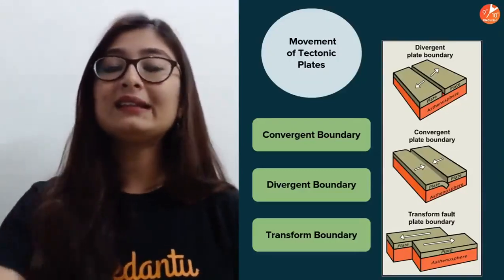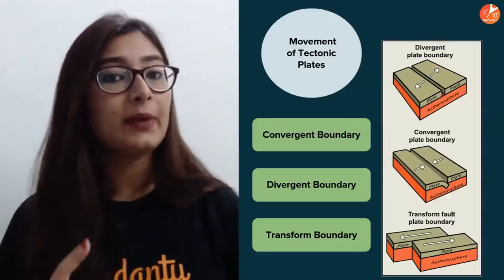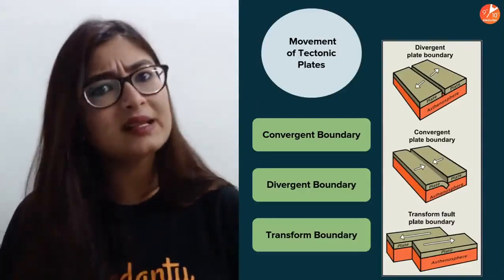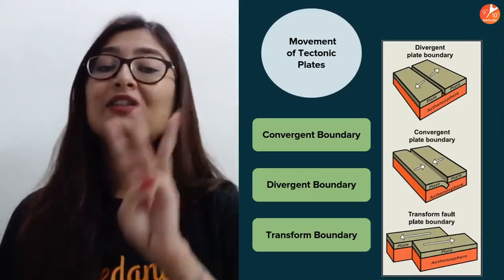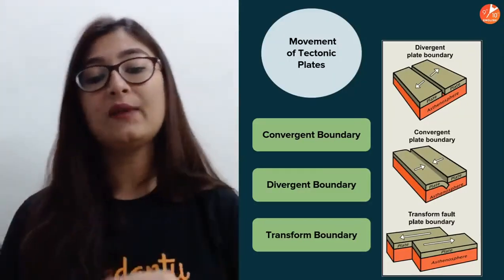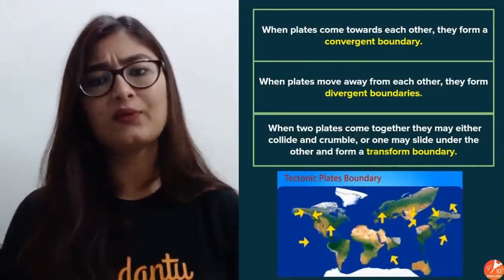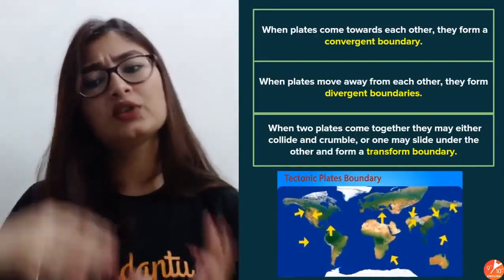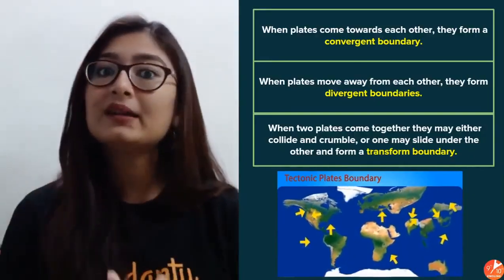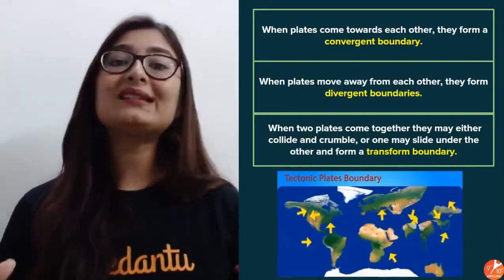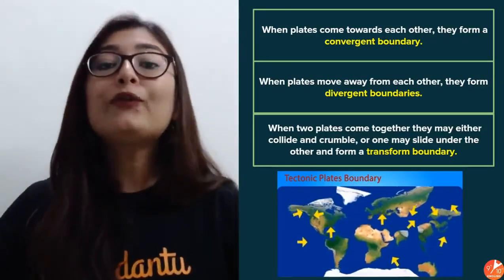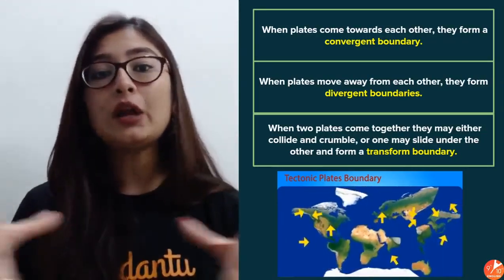Now, they said that these movements keep on happening. So what kind of movements happen? Basically there are 3 kinds of movements: convergent, divergent and transform movement, which result in these kinds of boundaries: convergent boundary, divergent boundary and transform boundary. Now what do we understand by that? Basically, if there are two plates and they move towards each other, they're going to converge, okay?